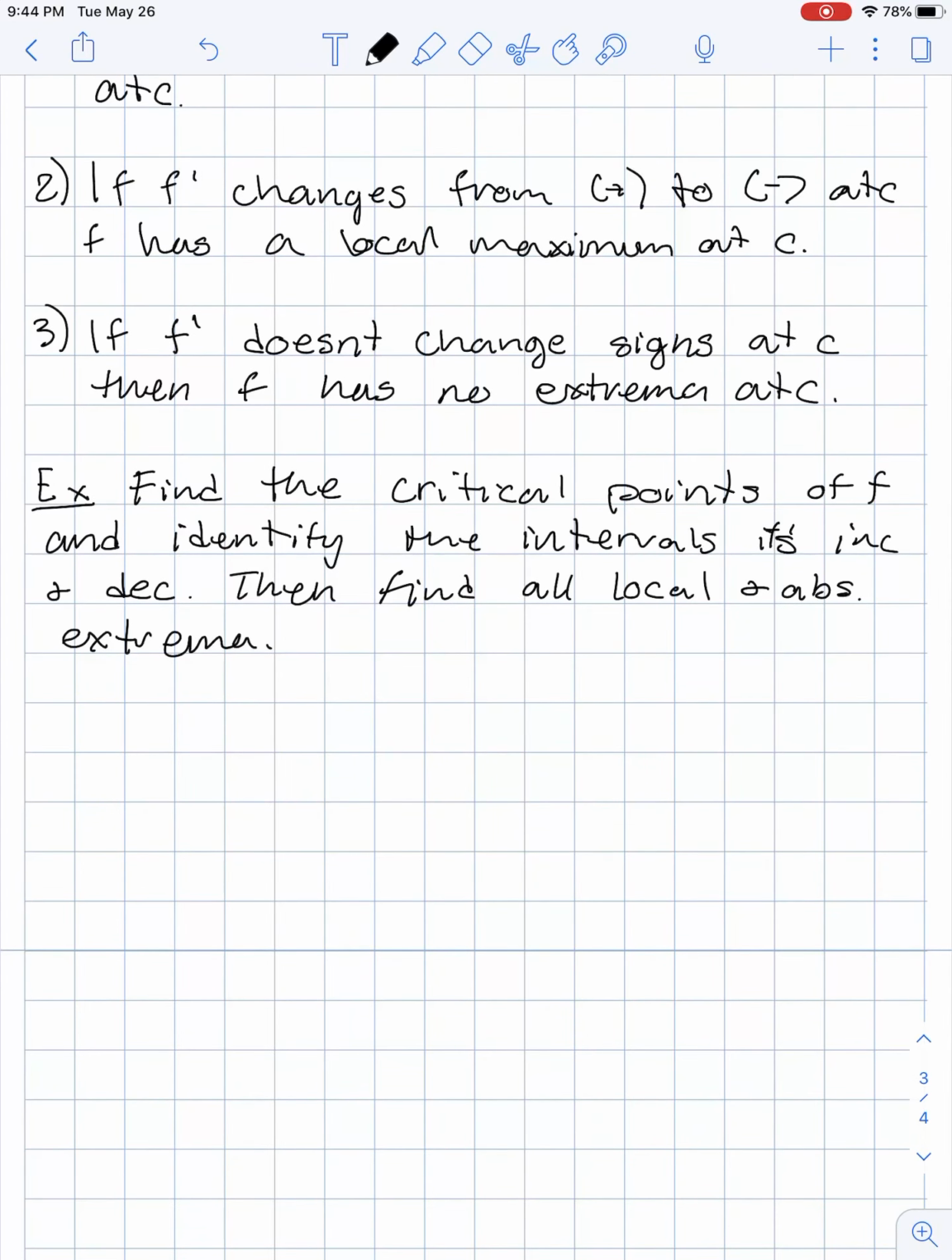Alrighty? So f of x equals x squared minus 3 times e to the x. All right, so the first thing we're asked to do is find the critical points. So we're going to take the derivative and set it equal to 0. That's how we find critical points. So f prime of x, I have a function of x times another function of x. So I'm going to do product rule. So 2x, took the derivative of x squared minus 3, and I'm going to keep e to the x, plus keep x squared minus 3, take the derivative of e to the x, which is just e to the x.